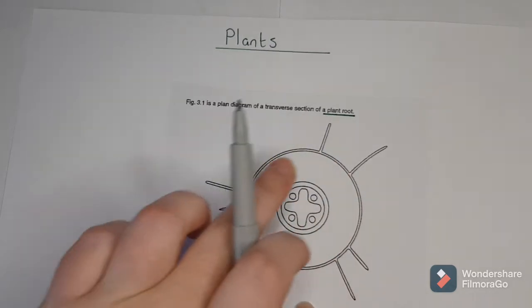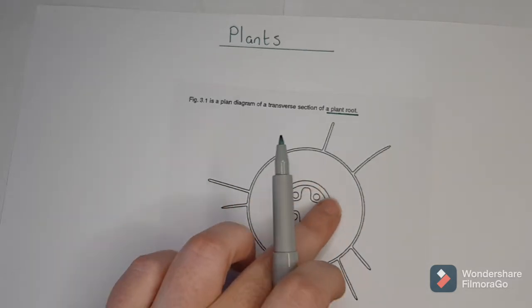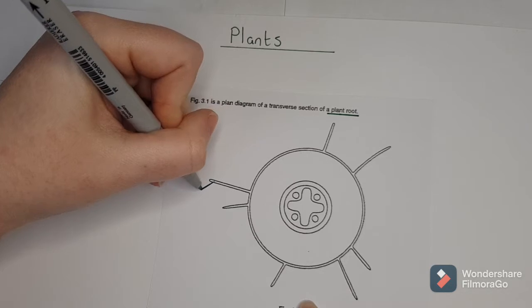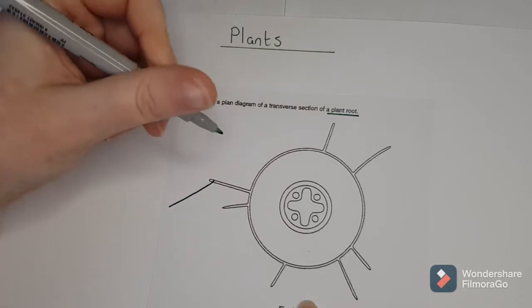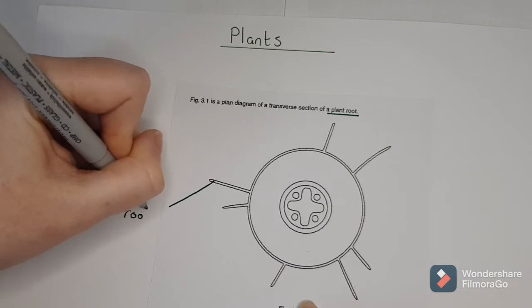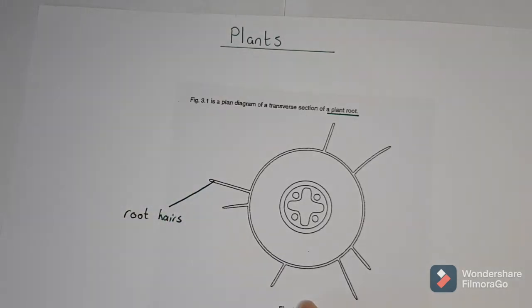So you have extensions coming out of it. Then you have multiple layers and you have this X shape in the middle. So starting from the outside and working our way in, the extensions that we have all the way out, those would be your root hairs. And now the root hairs are there to increase the surface area so that we can get more water and minerals and things to get into the root.